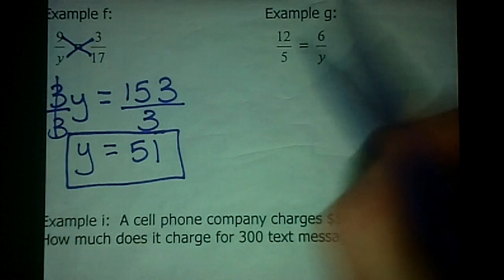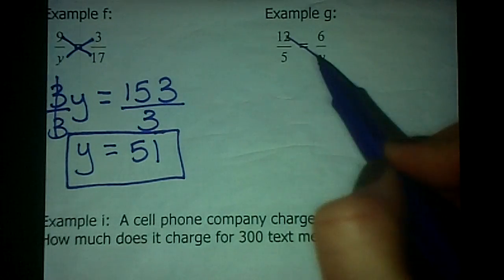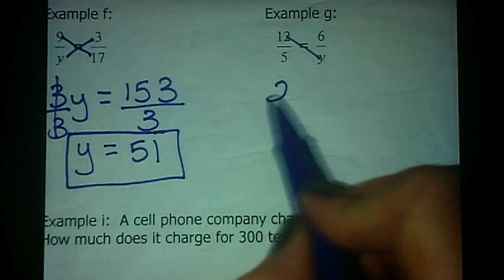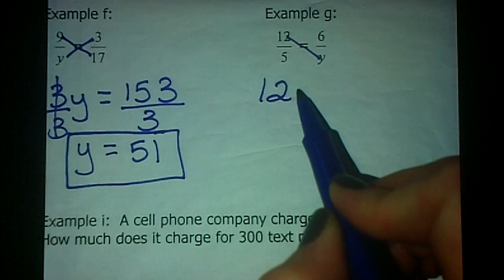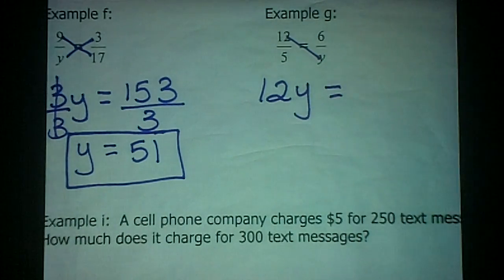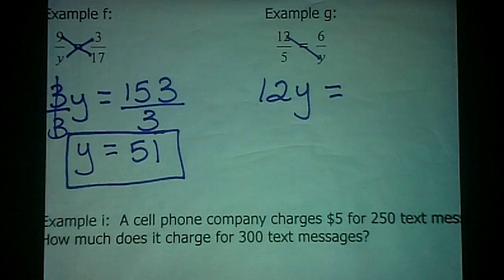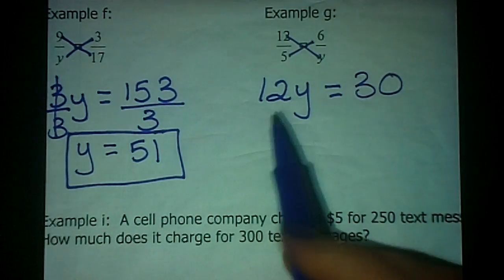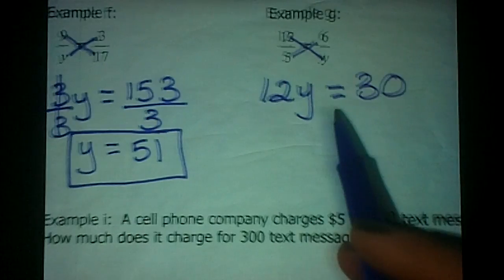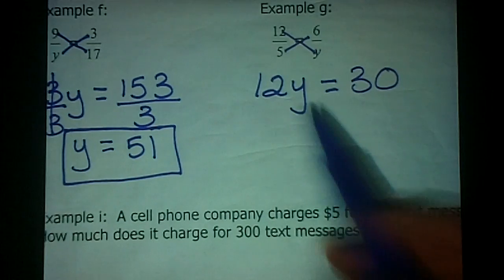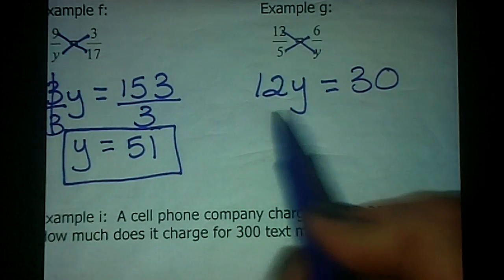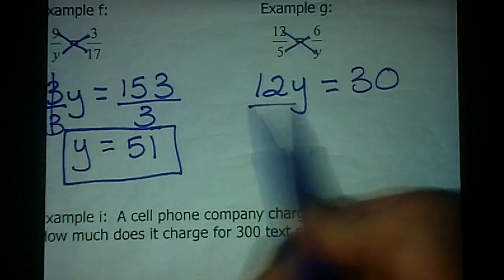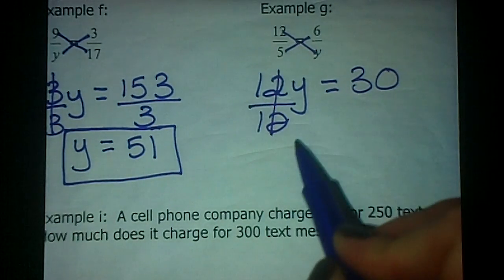Next example. Like I said, I have to have that variable on the left. 12 times y is 12y. 5 times 6 is 30. I need to figure out what times 12 makes 30. You're probably thinking, there isn't anything. That means we're going to end up with a decimal. So to figure this out, I have to divide both sides by 12. So I'm left with 1y.